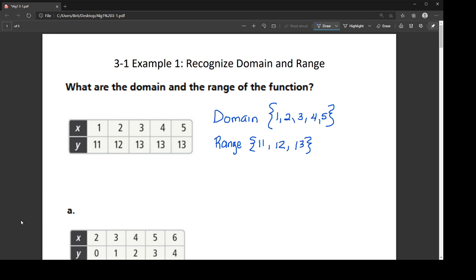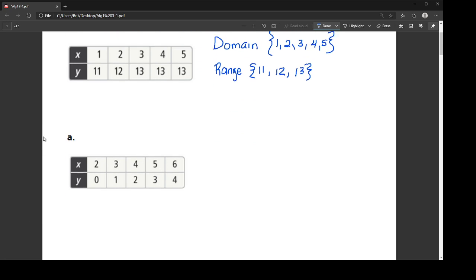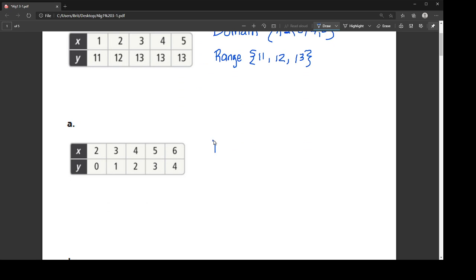Alright, let's try another one. So again, my domain is all my x values. So I'm going to describe the domain here in my curly bracket. I have 2, 3, 4, 5, 6. Another thing worth noting is these numbers, when I write them in the interval notation, I always write it in numeric order, so from smallest to largest. Now my range for this function is all my y values. So it's 0, 1, 2, 3, 4.